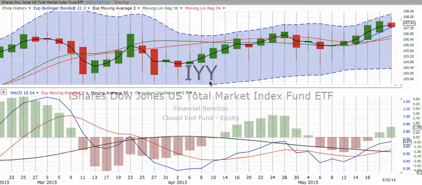This is IYY, Total Market Index Fund. It tracks the whole stock market. Now, what we see with these candles, each represents a 2-day period in the stock market. This is the last candle ending on Friday before the holiday.